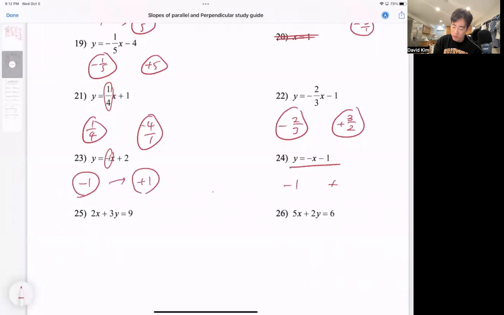Same thing here, -1 plus 1. I mean, it's the exact same question as 24. Slope is exactly the same, so just copy and paste.